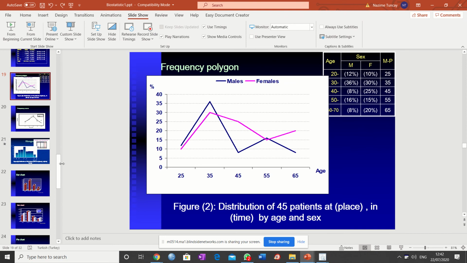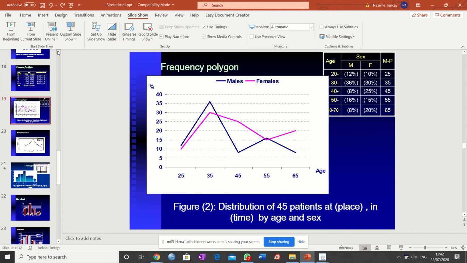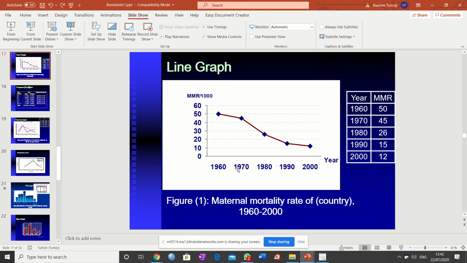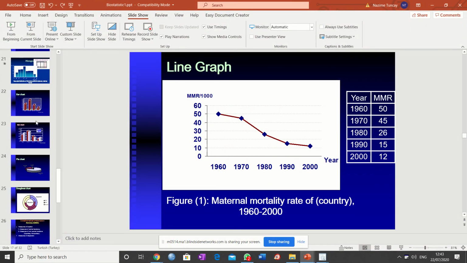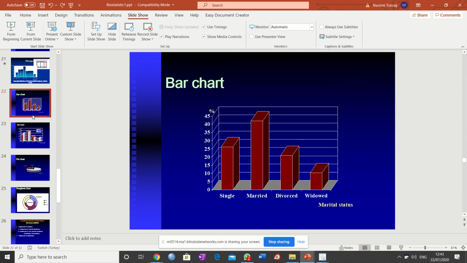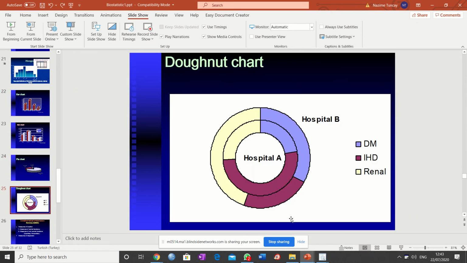Yes, and there was one more. Here, lines are frequencies. So we use percentages or frequencies for different representations, and this is called a donut chart.